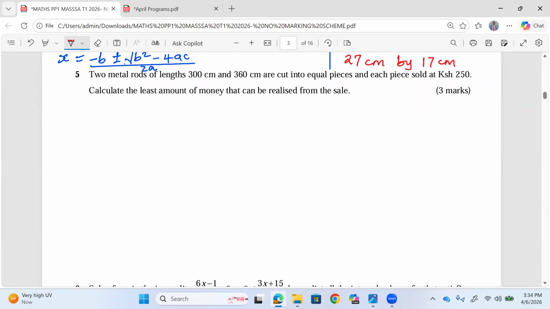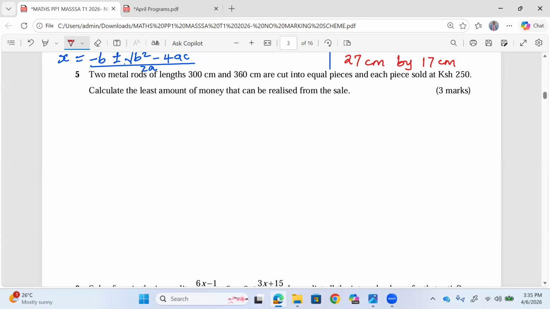Number 5: 2 metal rods of length 300 centimeters and 360 centimeters are cut into equal pieces, and each piece is sold at 250 Kenya shillings. Calculate the least amount of money that can be realized from the sale.